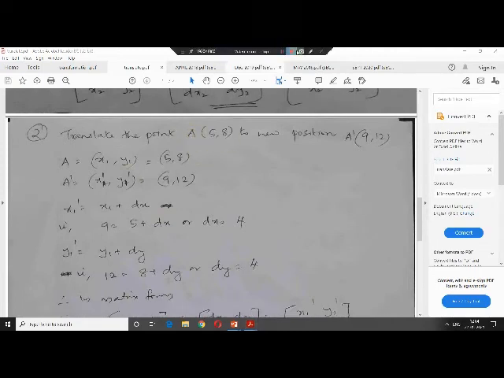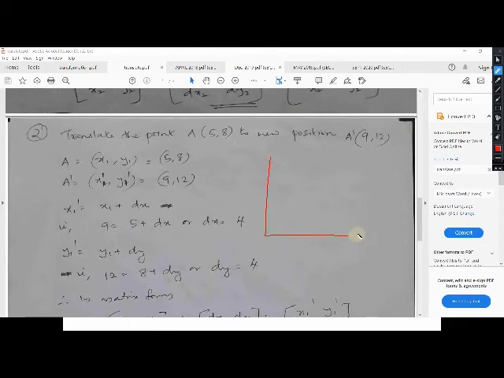You can even draw that figure on the x and y axis. Suppose this is the point P (5, 8), translated to a new position, say (9, 12). This point is P dash. So P is translated to P dash by the matrix equation.